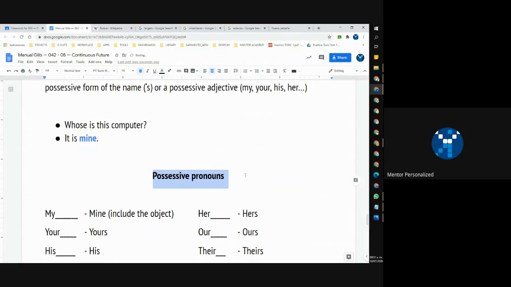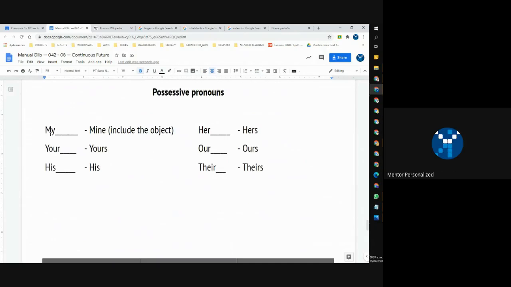Repeat, possessive pronouns. If you said es mía, mine involves the possessive adjective my and the computer. It's mine. Es mía. Okay? So we say my computer, mine.